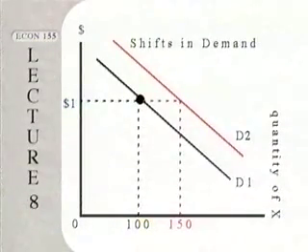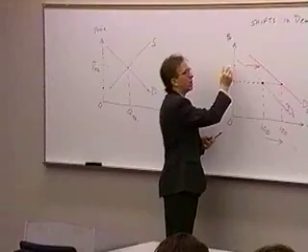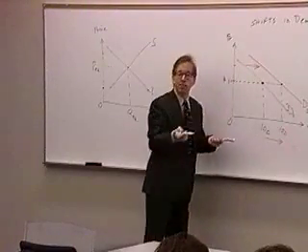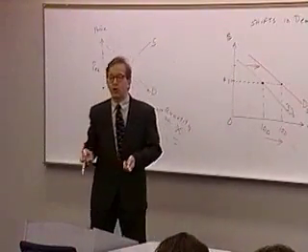So, a rightward shift in the demand curve corresponds to a greater quantity people want to purchase at any given price. Right? At the price of $1, they want 50 units more. At a price of $2, they would want more. At a price of 50 cents, people would want more than before. That's a rightward shift in the curve.